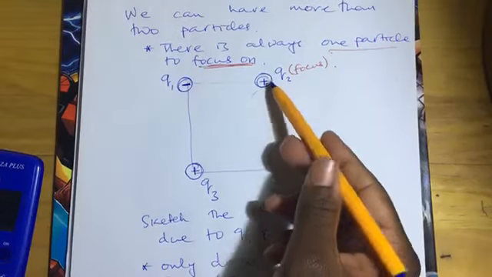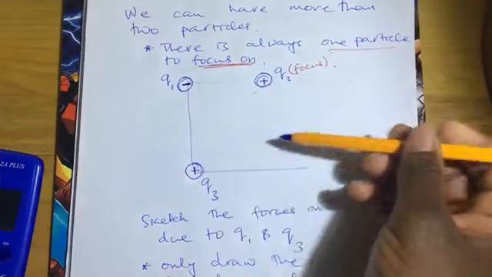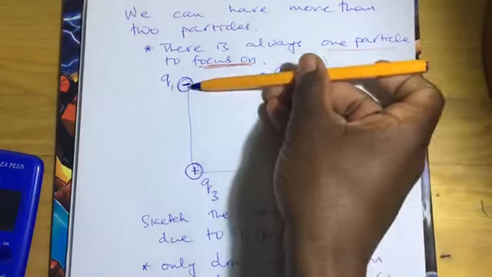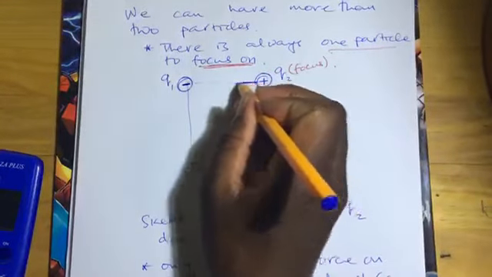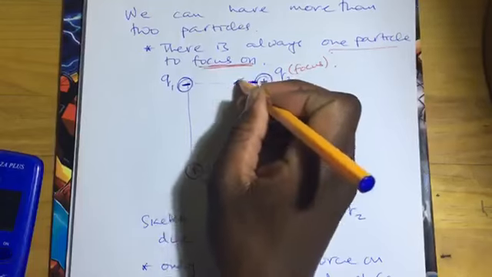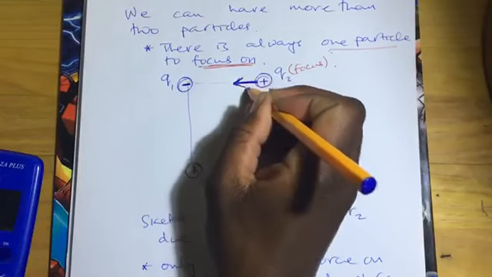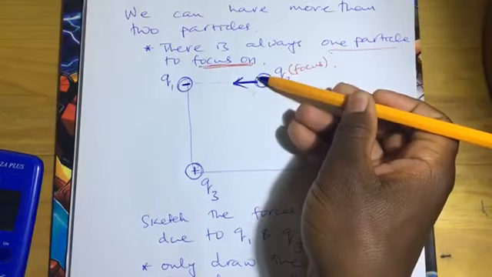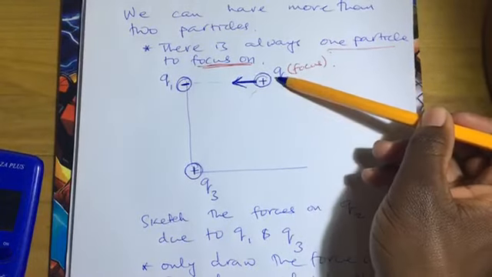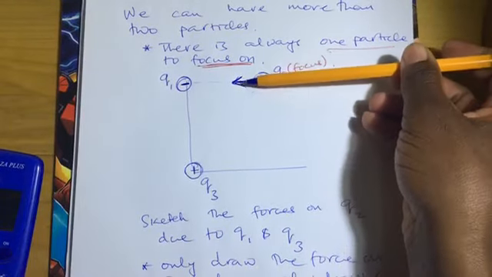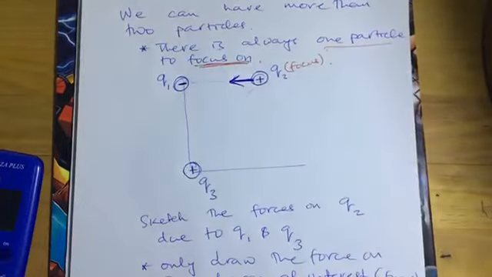So Q2 is going to be attracted to Q1, and the attraction is always along the line that connects them. So the attraction from Q2 will be in this direction. Okay, this is the attraction. You remember, you only draw the forces on the charge of interest. So this force will be attracted to Q1.